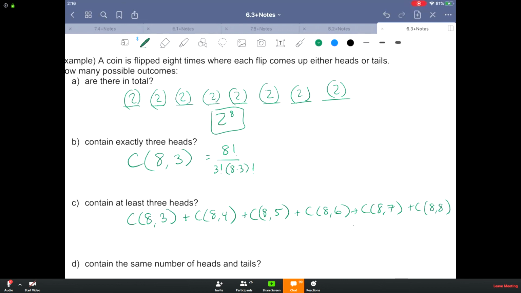You see why it's not permutation, Chris? Cool. All right, any questions on that one?